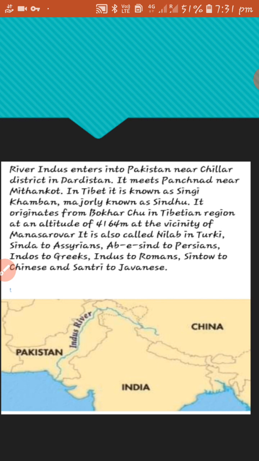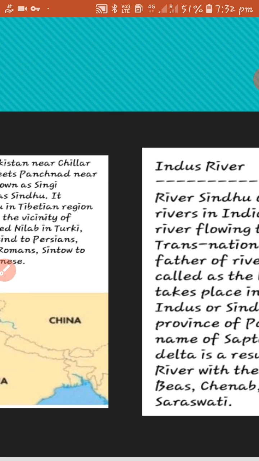It originates from Bokhar Chu in the Tibetan region at an altitude of 4160 meters in the vicinity of Mansarovar. It is also called Nilab in Turkey, Sindha to Assyrians, Abe Hind to Persians, Indus to Greeks, Indus to Romans, Sinto to Chinese, and Santri to Javanese.